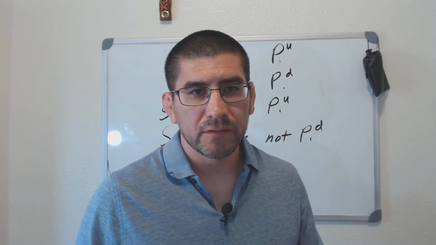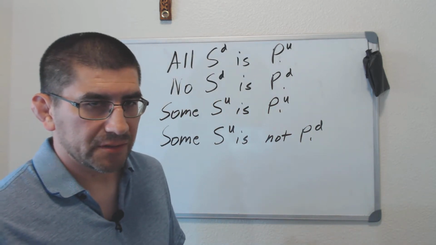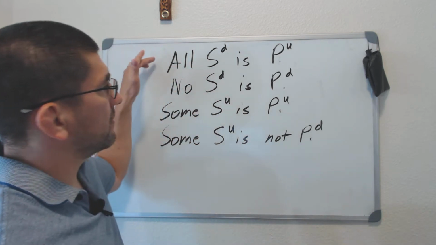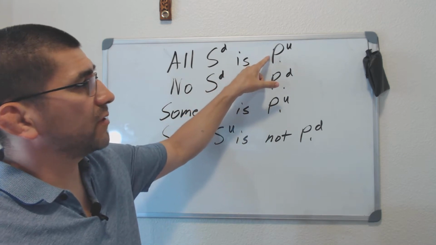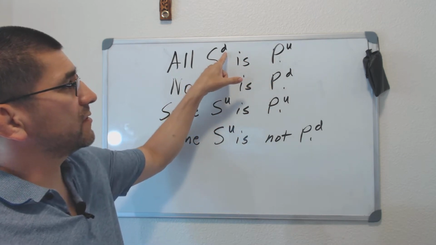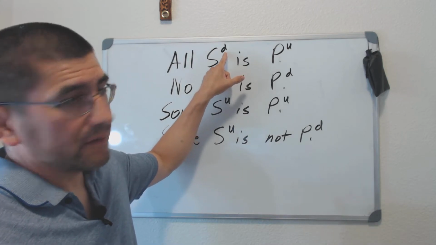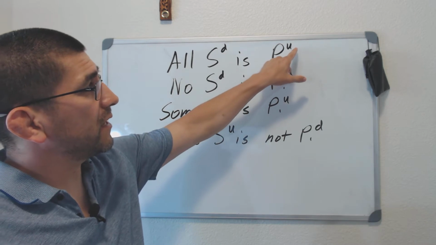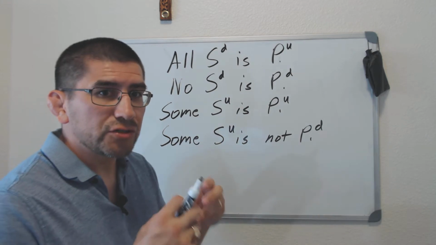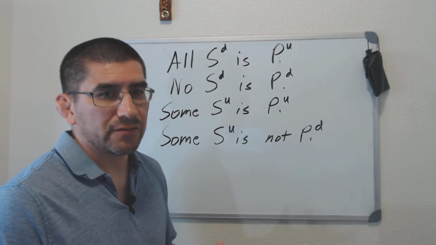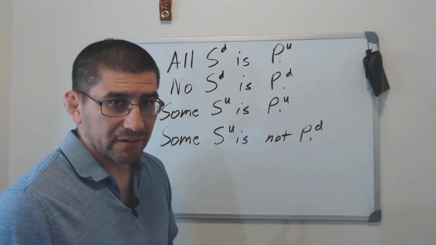So I'm going to show the distribution of terms concerning the four different types of propositions. So we see on this A proposition up here, this is the subject term and this is the predicate term. Right above the subject term is a little d. That means it is distributed. Okay? Above the P we have a U, and that means undistributed. Okay? So distributed just means universal. And undistributed means particular.